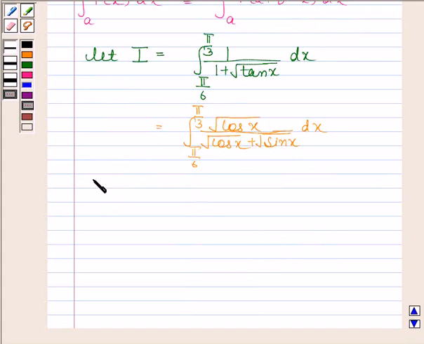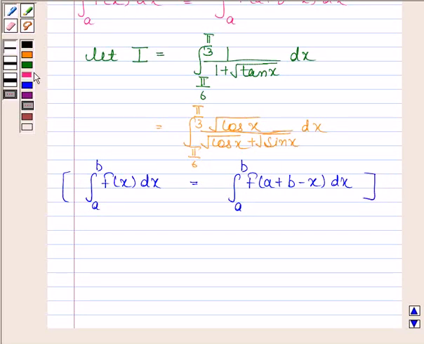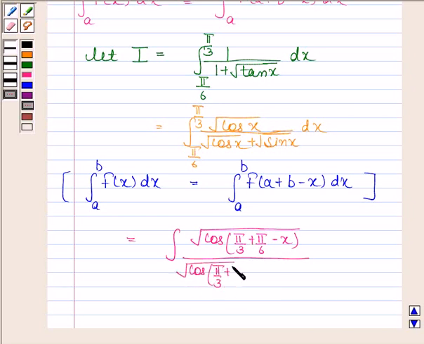Now by using the above result, that is integral of f(x) from a to b is equal to integral of f(a + b - x) from a to b, we get I as integral of root cos(pi by 3 plus pi by 6 minus x) divided by root cos(pi by 3 plus pi by 6 minus x) plus root sin(pi by 3 plus pi by 6 minus x) from pi by 6 to pi by 3.